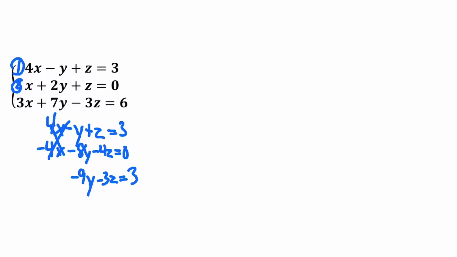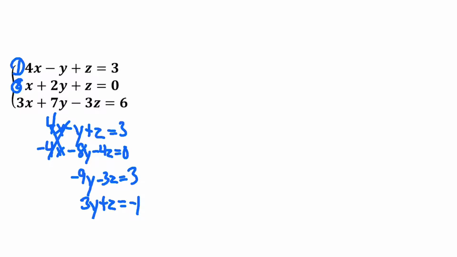Now, while we could leave this as is, I personally would like to make this question a little bit easier. The way I'm going to do that is by simplifying this, since all three of these are multiples of 3. Or more specifically, I'm going to use negative 3, so that we end up getting 3y plus z equals negative 1. So that's going to be our first equation.